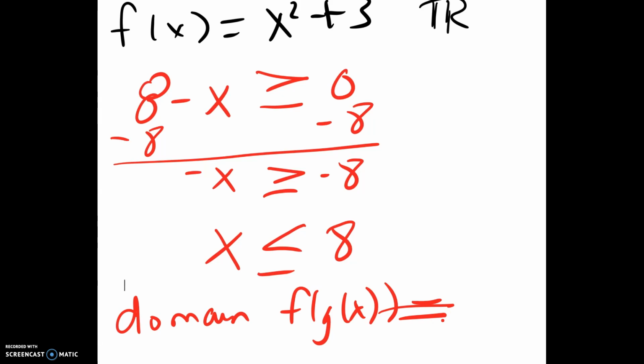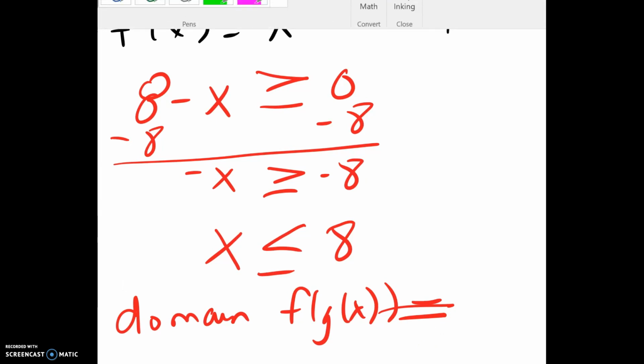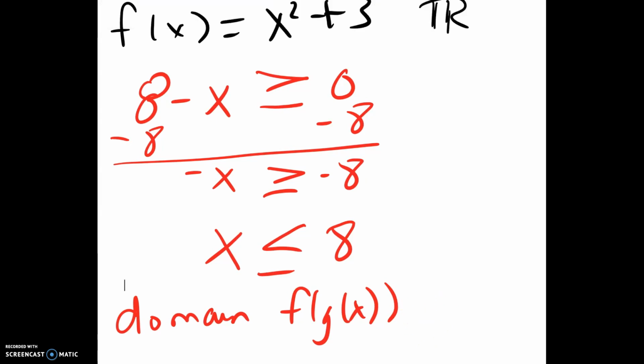And if we write it in interval notation, let me erase some of this stuff off the screen. Looks messy. Okay. So if we write it in interval notation, we're going to write it as negative infinity to positive 8, and the 8 is included because x needs to be smaller than or equal to a positive 8.